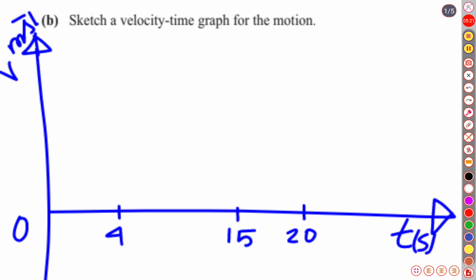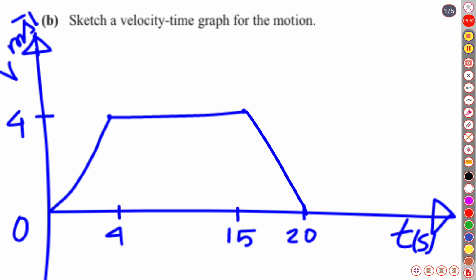So for the first 4 seconds, suppose this is V meters per second. Then let it be V over here. So the particle was accelerating at this rate, then until 15 seconds, that means for 11 seconds it was at a constant speed. After that, in the next 5 seconds it turns to 0, that means it comes down.